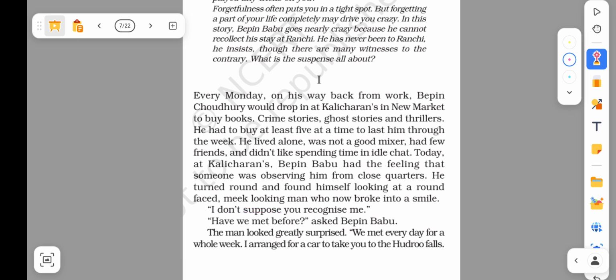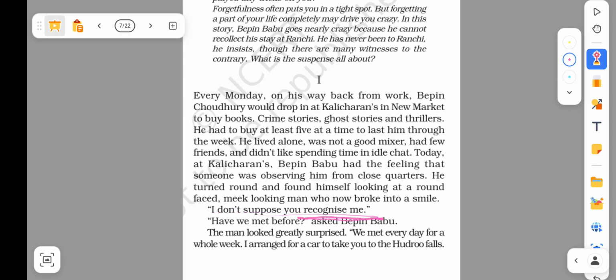Now what is this meek? Let me see what is the meaning of meek. Okay, meek means komal, nirihi, means polite, normal, innocent man. Means a normal innocent man, not a very harmful man. And when Bipin saw him, and they had eye contact, he started smiling.